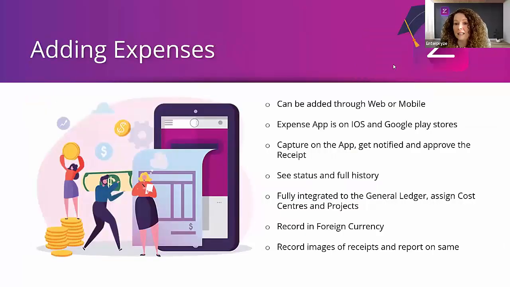So what does adding an expense look like? So very simply, as we said on the previous slide there, they can be added through the web or mobile, so it's flexible. What is it that you need to do? Are those persons recording expenses mainly in the office? Then they can use the web app, or if they're on the road, or if they happen to maybe only go out once or twice a month, they can have the app installed on their mobile phone, so at least then it's available to them to record the expense on the go.